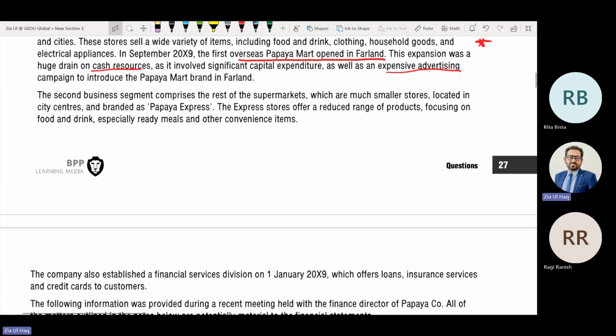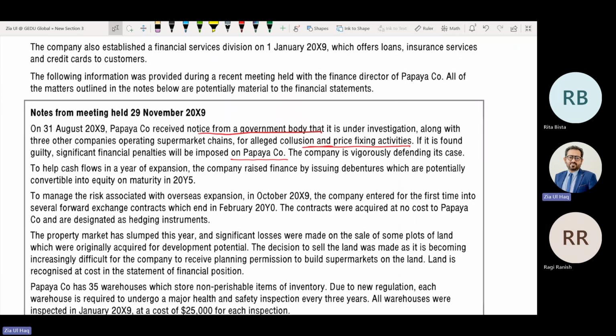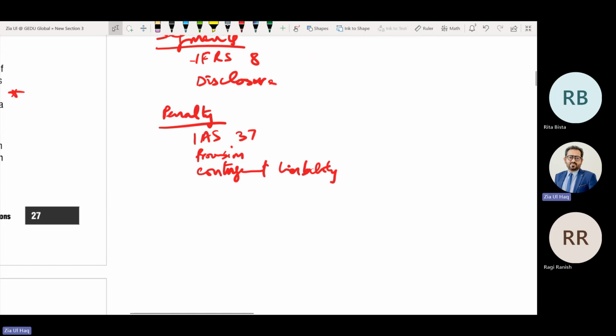Let's move forward. In each issue, we should identify and put a heading of the issue, discuss a relevant standard relating to that issue, and then discuss what could be the chance of misstatement. To help cash flow in the year of expansion, the company raised finance by issuing debentures which are potentially convertible into equity on maturity in 2025. So the company has issued a convertible debenture. So put the heading: debenture. And a debenture is what? A financial instrument.